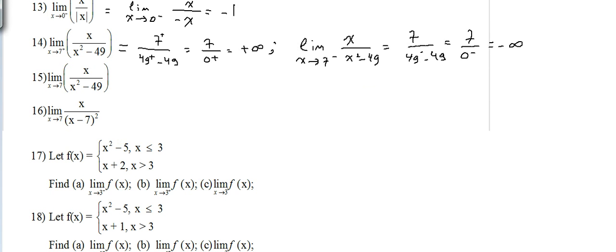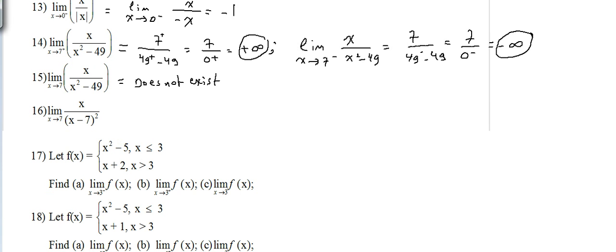I did that here because we need to find in number 15 the limit as x approaches 7. Since we have two different answers, to the right not equal to the left of 7, this means the limit also does not exist.